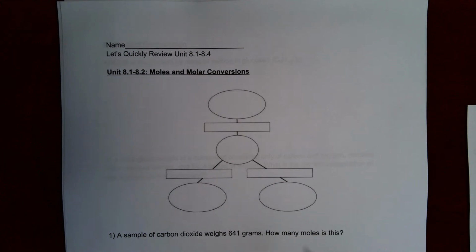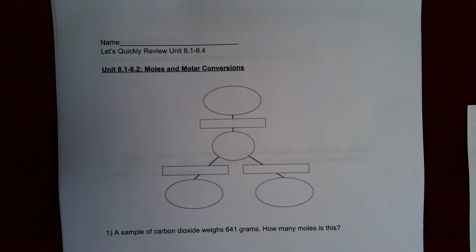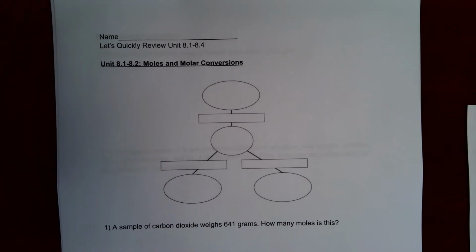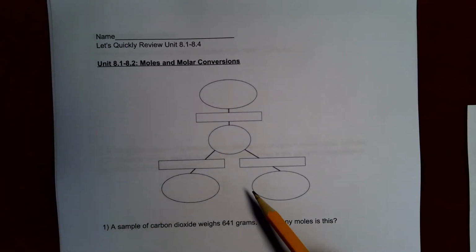This is meant to quickly review the concepts and the mathematics skills that were learned in units 8.1 through 8.4, which is the mole and stoichiometry. So let's begin with talking about moles and molar conversions. We're not going to spend too much time talking about the concept of a mole, but we're going to spend this review practicing the conversion skills that you learned.